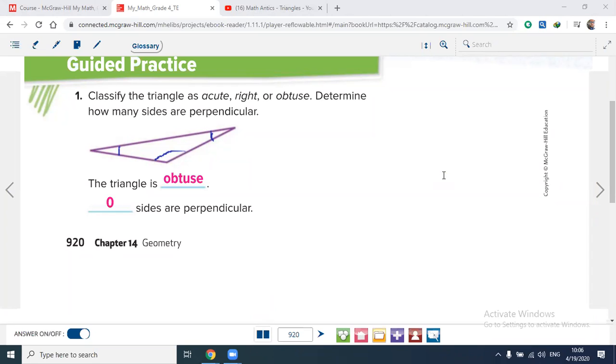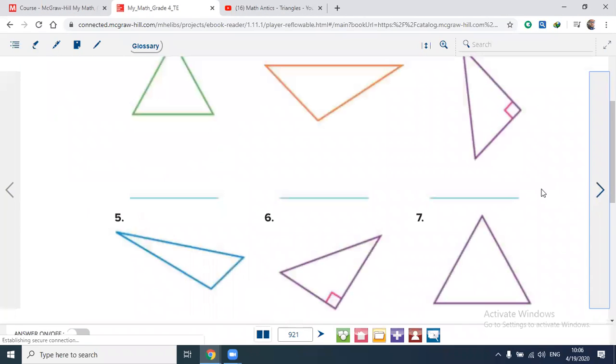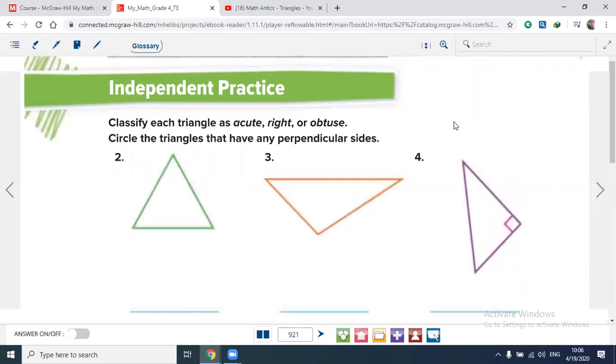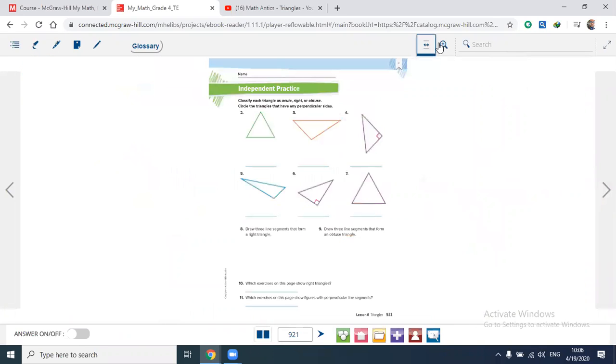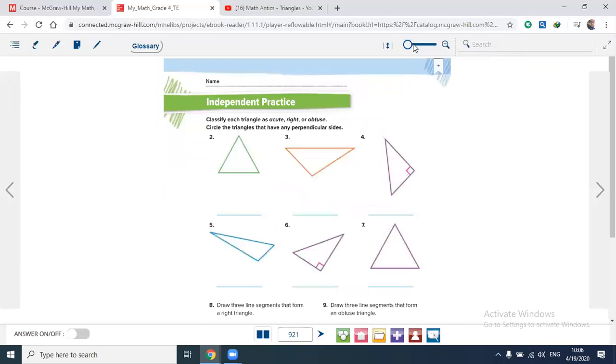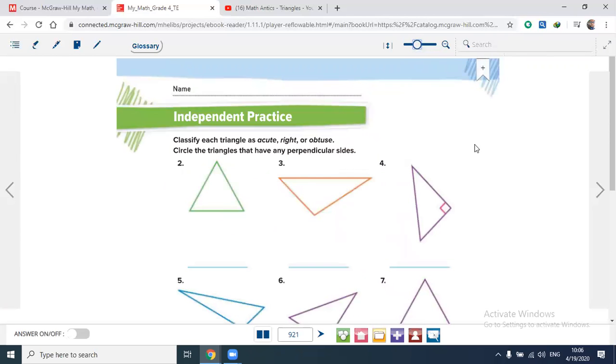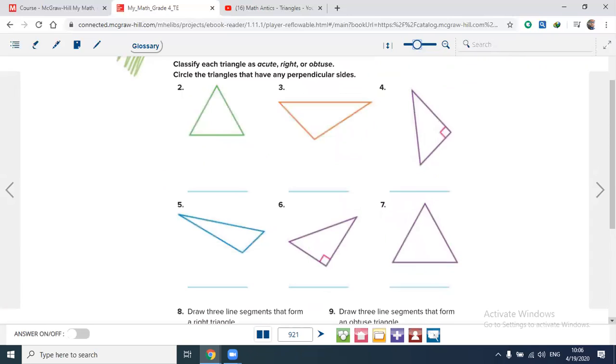Okay, let's go for the next page. Page 921. The question is, classify each triangle as acute, right, or obtuse. Circle the triangles that have any perpendicular sides. As we see here, you can determine the type or classify the triangle by its angles by determining the types of all angles.